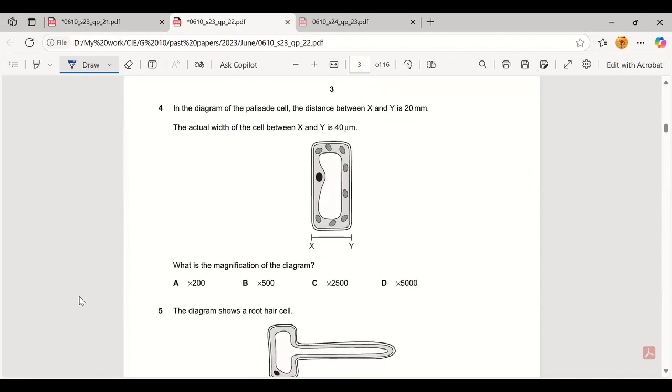In the diagram of the palisade cell, the distance between X and Y is 20 millimeters. The actual width of the cell is 40 micrometers. Anud, how can you get the magnification? Again. 20 times 1,000. Yes. It's going to be 20,000 divided by 40. It's going to be 500. 500. Okay.